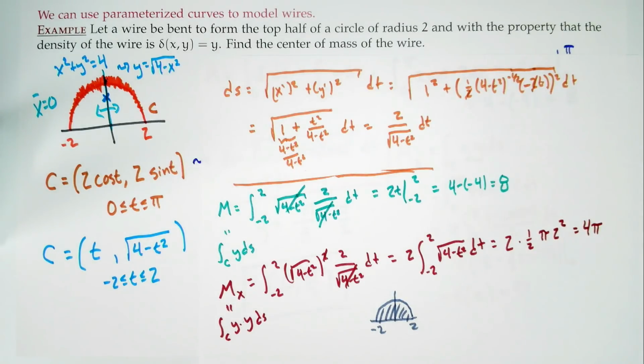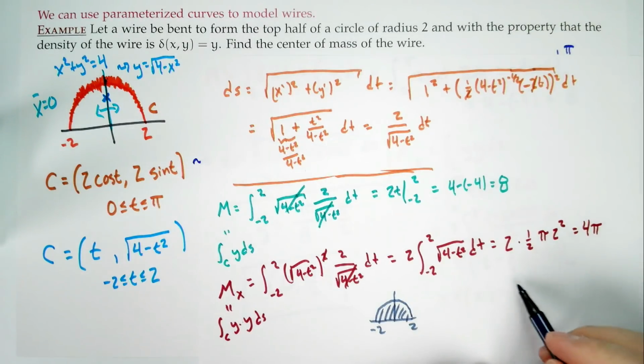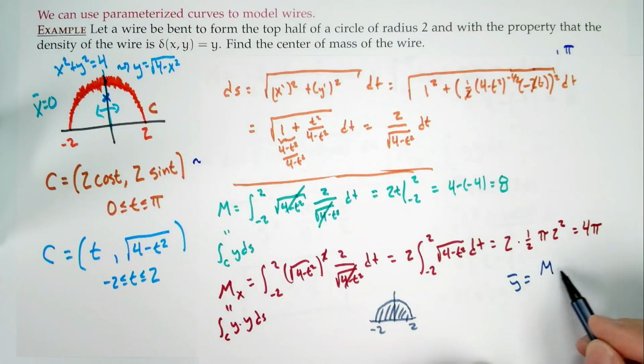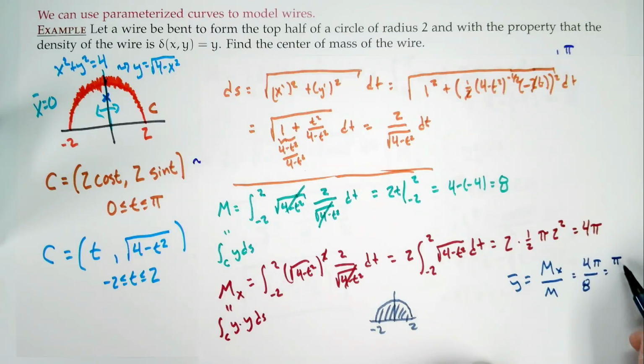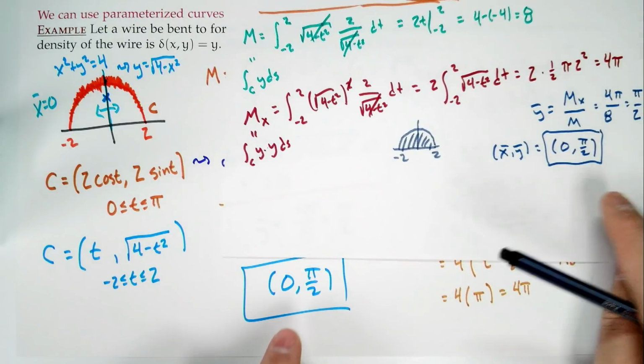So we're now ready to put our answer together. We have the moment, we have the mass, we still have that x bar equals 0, and now we can conclude that y bar, which is our moment with respect to x over our mass, is 4 pi over 8, which is pi over 2. And so our center of mass, x bar, y bar, is equal to 0, pi halves. All right. Now, is it the same? Hopefully. Let's check. It is.